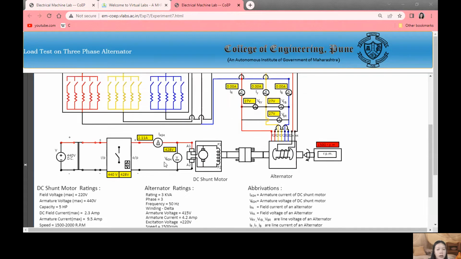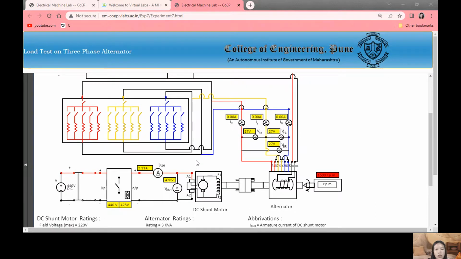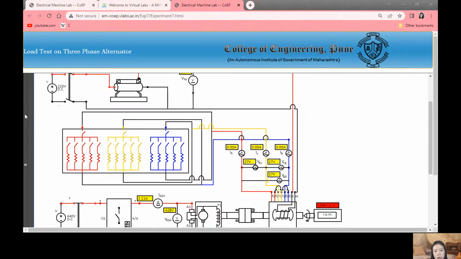So, by doing that, nag-gain tayo ng 2.11 ampere na armature current sa DC shunt motor. And then, nagkaroon din tayo ng 428 armature voltage sa DC shunt motor natin. And then, dito sa side na to, sa may alternator, nag-gain din tayo ng 27 volts sa ating mga line voltages. So, meron tayong VRY, VYB, and then VBR. So, pare-pare silang 27 volts. So, itong 27 volts, ito yung tinatawag na residual voltage from residual magnetism or flux natin, since wala pa tayong ina-apply na load.